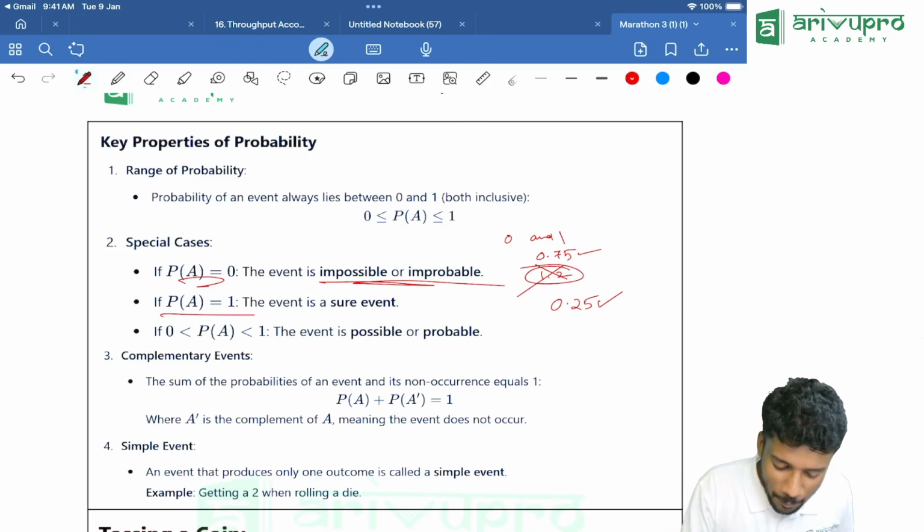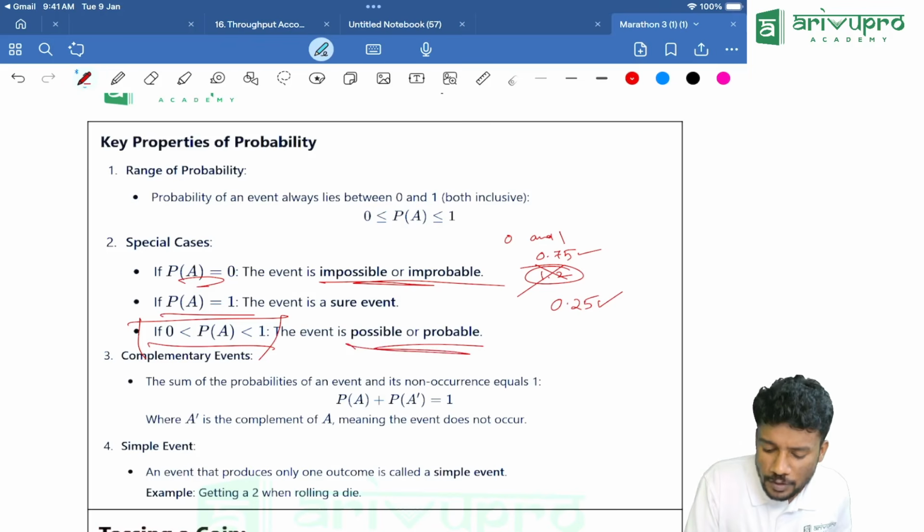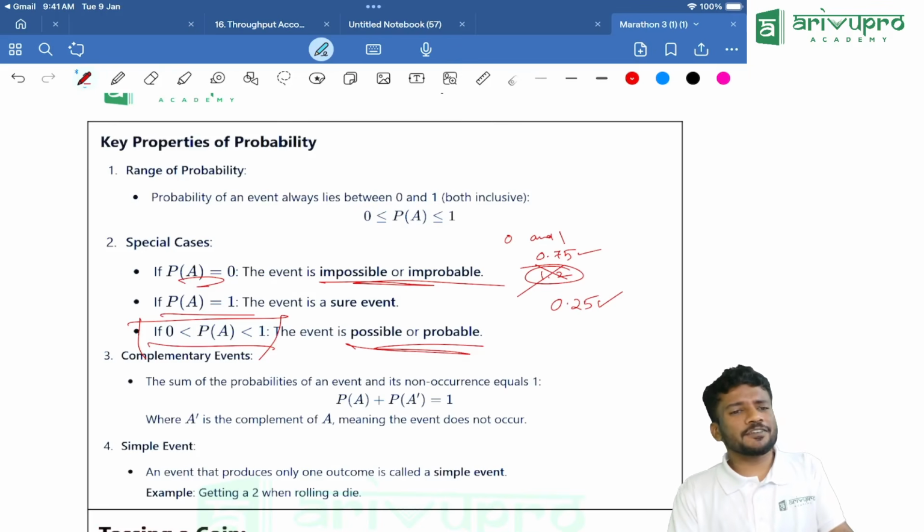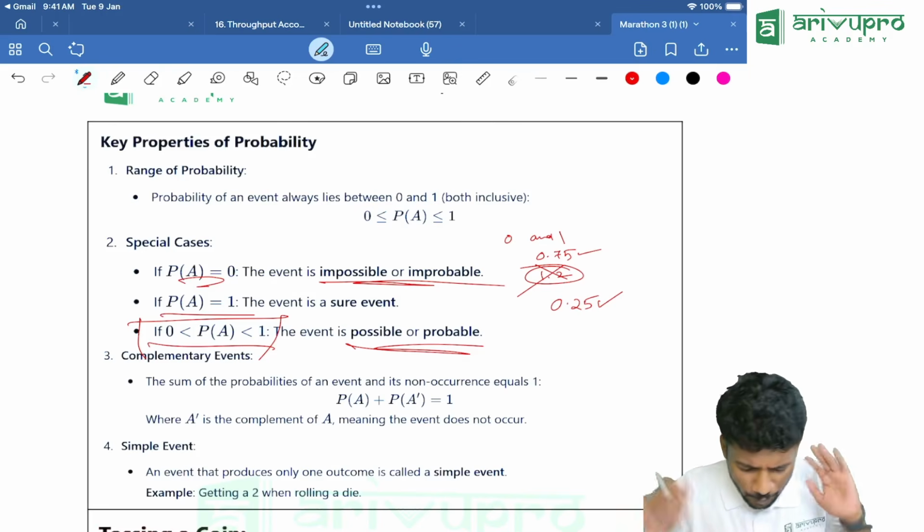Now, when it is between 0 and 1, it is called a possible or probable event. That is the usual probability. The probability of us passing the exam is a possible event. It is not impossible if you ask me. If you study well, it is a possible event.